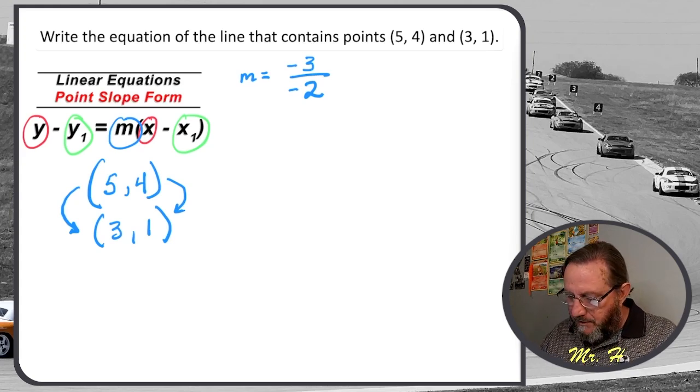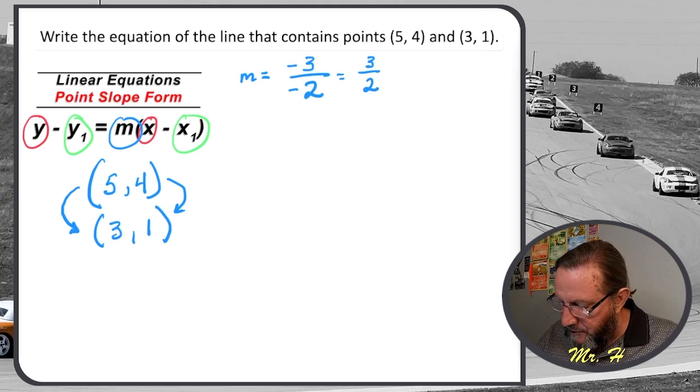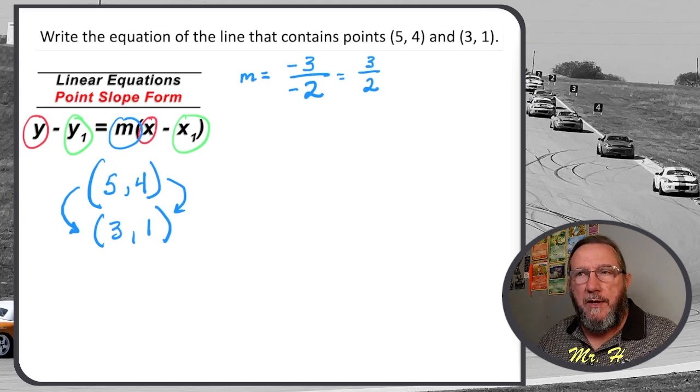So our slope is negative 3 divided by negative 2. And we're going to remember that two negatives, when you divide them, are positive. And so simply 3 over 2 is going to be the slope. The fraction doesn't reduce. If it did, we would do it. If it divided evenly, we would divide it out and write the slope as a whole number. So 3 over 2 is our slope.